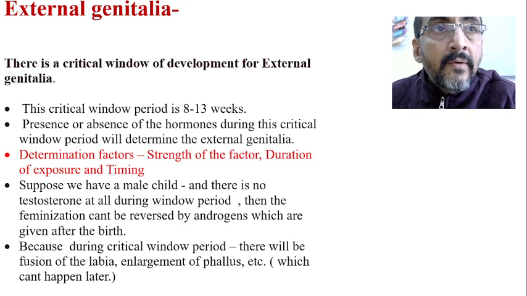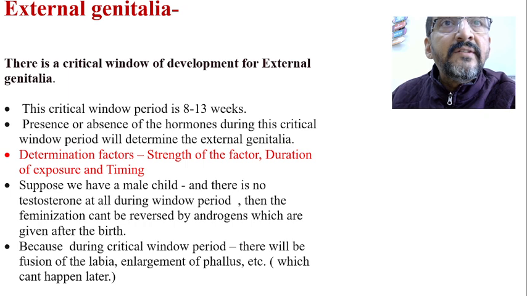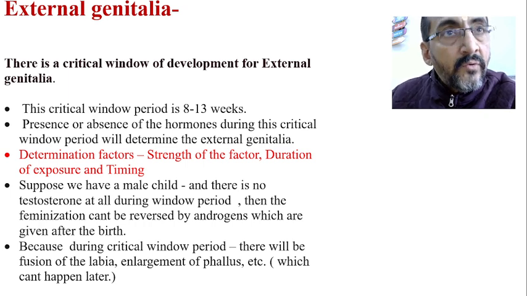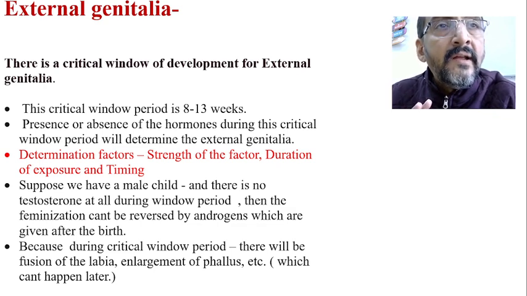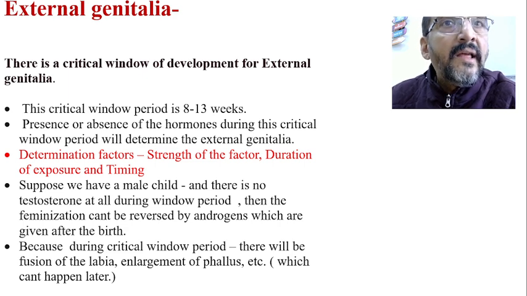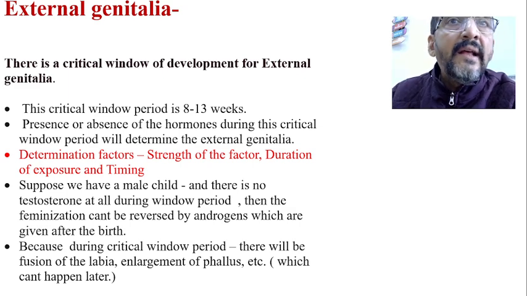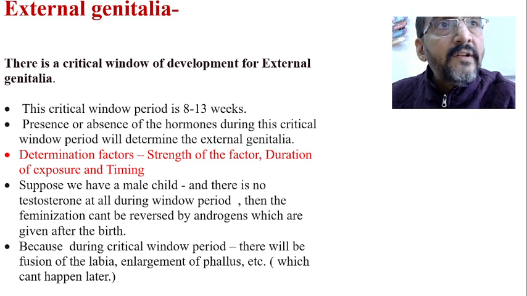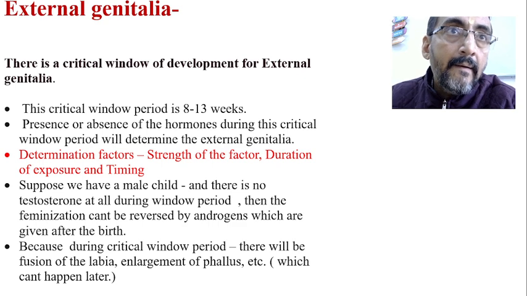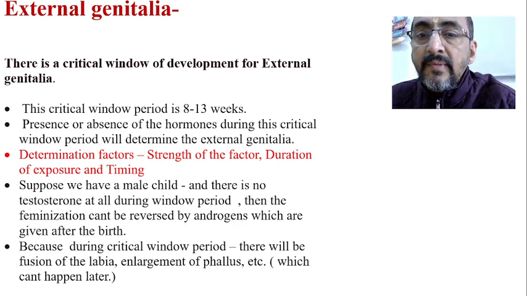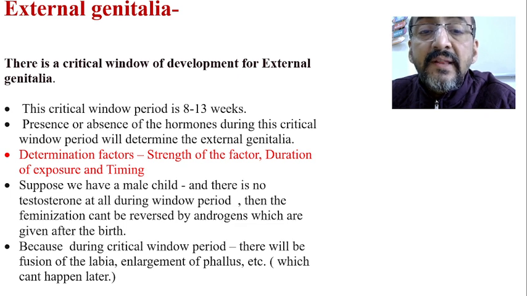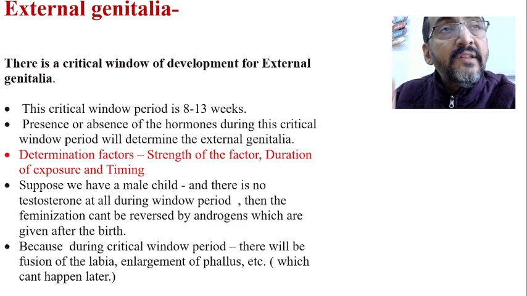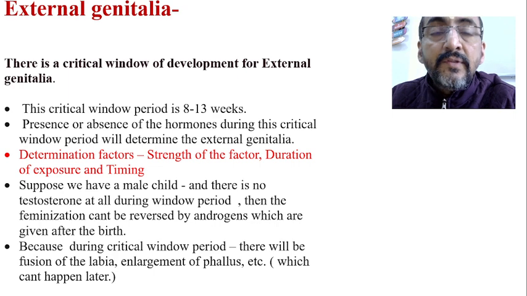If testosterone is not there, it means there is no testis. No testis means the Sertoli cells and the Leydig cells are not there, and if the Sertoli cells are not there, the anti-Mullerian hormone is not produced, and as a result the Mullerian duct will develop. So feminization takes place. The fetus becomes feminized. So the feminization cannot be reversed by androgens given after birth. If this problem is there during the critical period, then after birth, if you give androgens, there is no role.